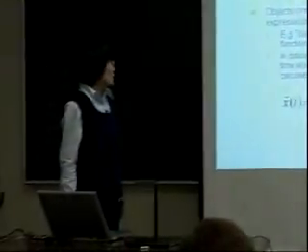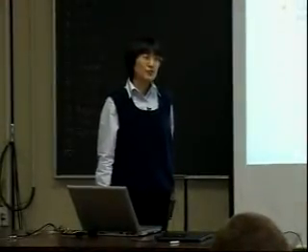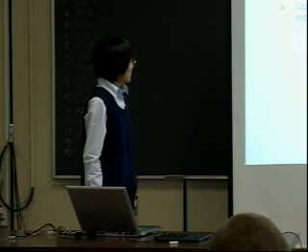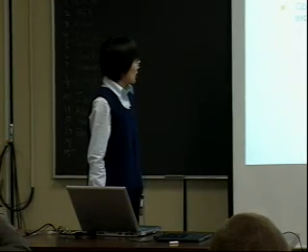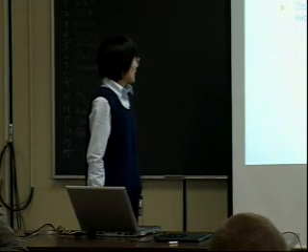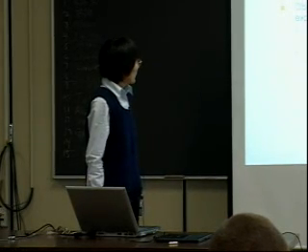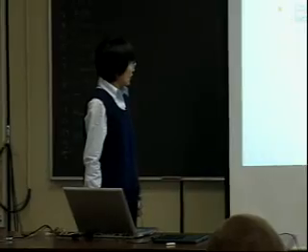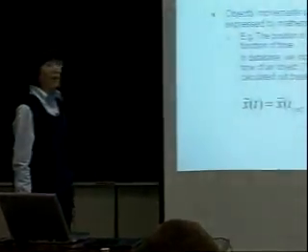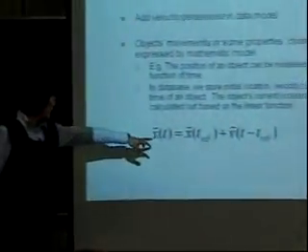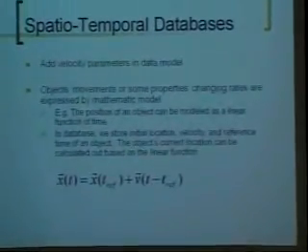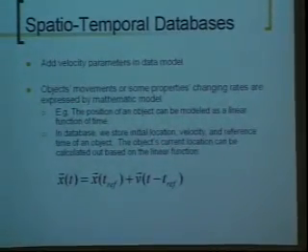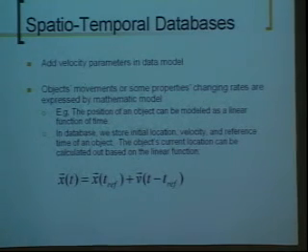We could use the spatio-temporal database to support that kind of queries. We could add the velocity parameters in the data model. Objects' movements or some properties' changing rates are expressed by a mathematical model. For example, in the database, we store the initial location, velocity, and the reference time of an object. Here we store the x, v, and time reference. And we are able to calculate the object's current location using this linear function.